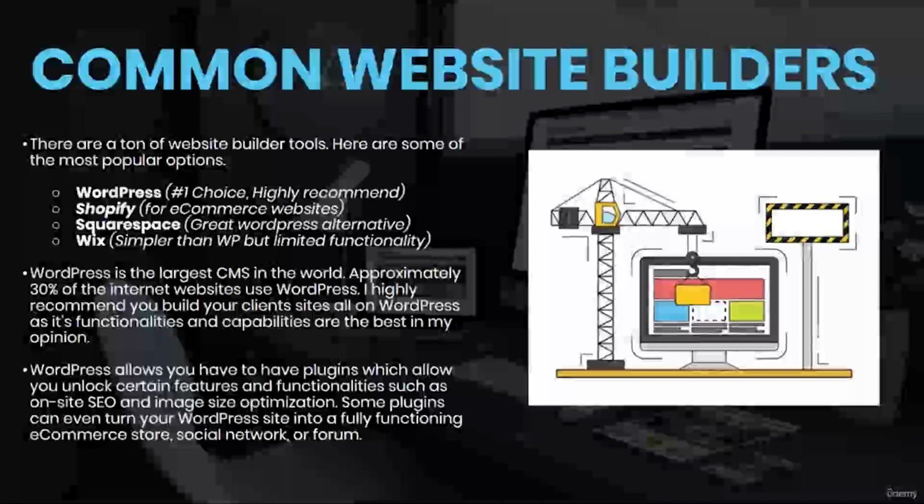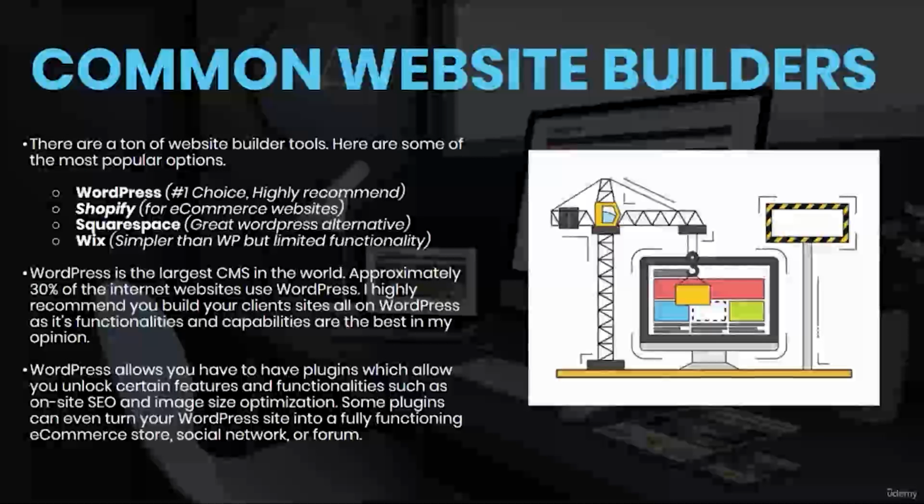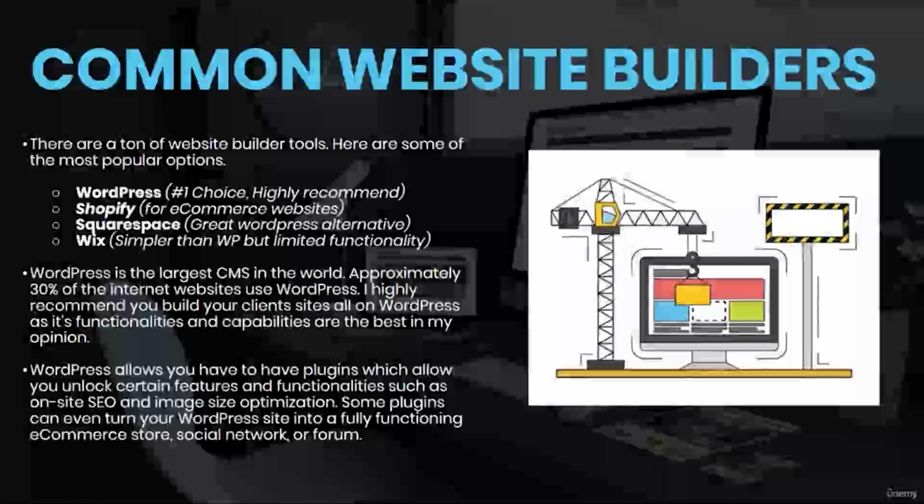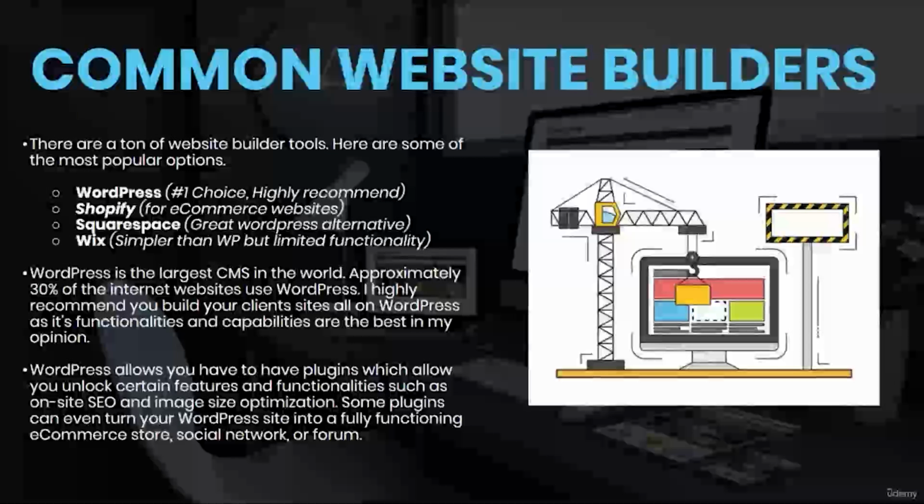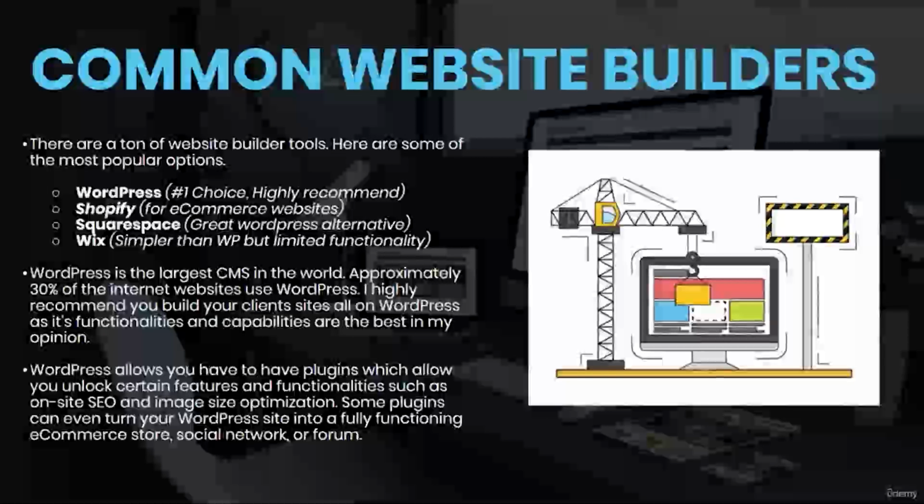In my opinion, from the ones that I've used previously, it's the easiest, and the functionalities and the capabilities are the best, because I've used all the other common ones, right? Shopify, Squarespace, I've used Wix, right? And WordPress still is above and beyond all of them. We have Shopify, which is typically for e-commerce websites specifically. Squarespace is typically in the e-commerce space as well. They do have websites and templates that you can use for a lot of different businesses.